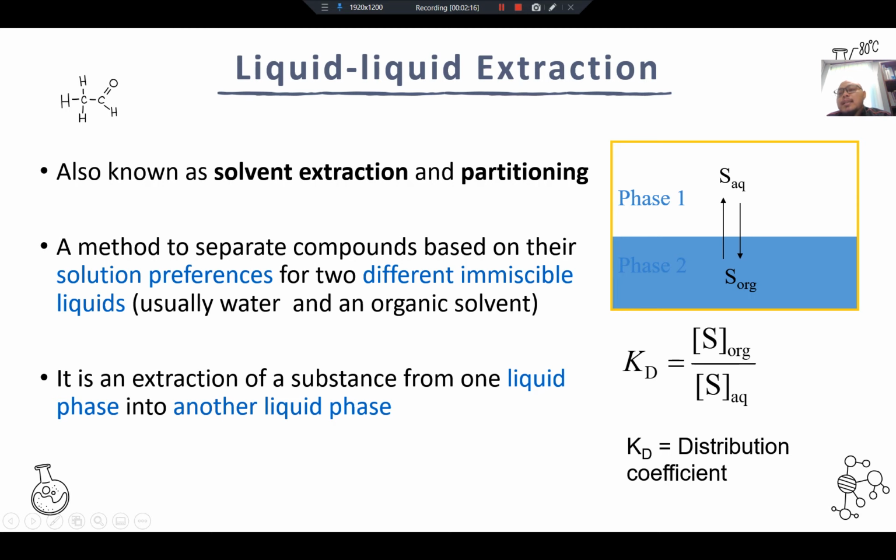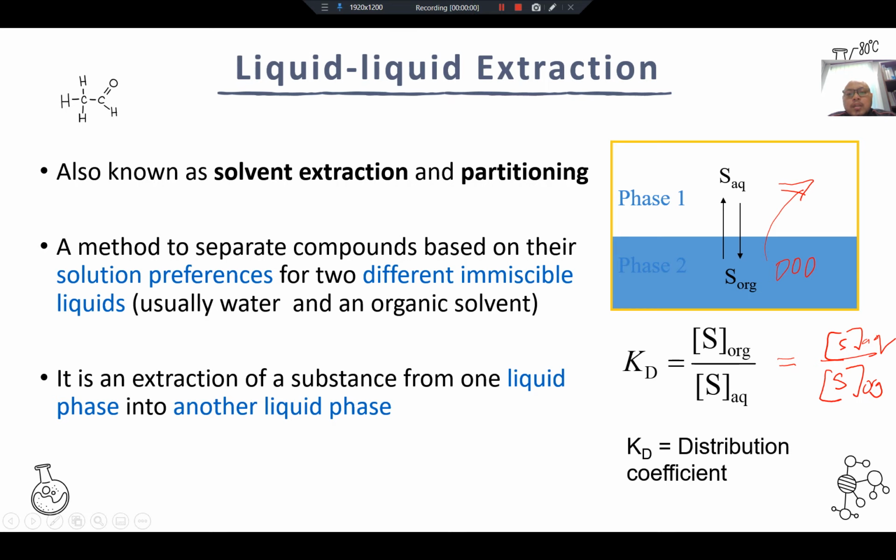Let's say if your desired phase is the aqueous, so your raffinate is the organic layer, so it will be like this: concentration of the solute in organic over concentration of the solute in aqueous. It depends on the desired phase. I think I already talked about this in the previous topic. So it's an extraction of substance from one liquid phase into another liquid phase. For example, from this liquid phase we want to extract to another liquid phase.